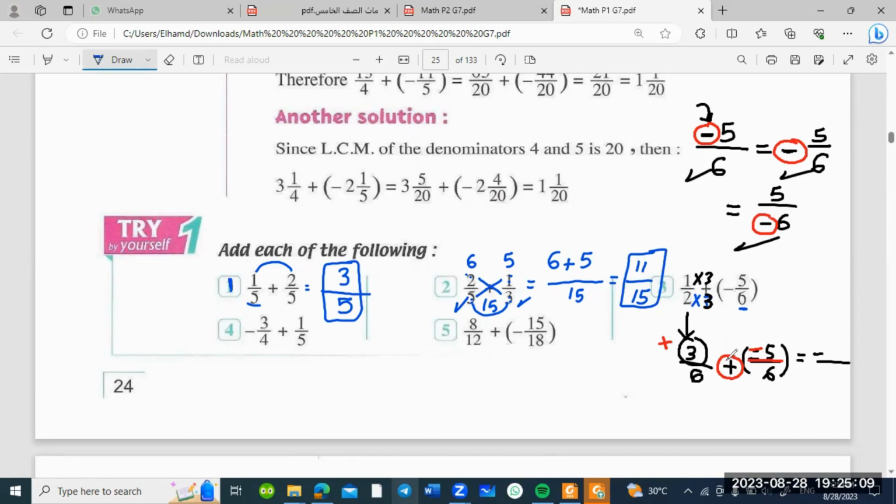So I will take the sign of the negative and put it next to the equal sign: minus 5 minus 3 equals minus 2 over 6. And now you can simplify. Divide both numerator and denominator by 2. It will give you negative 1 over 3. Got it?